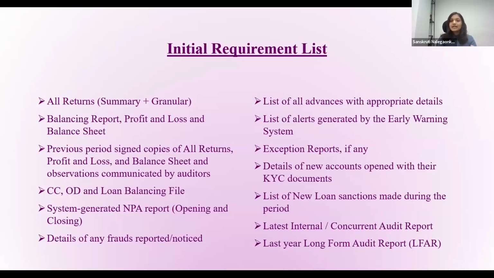Moving forward, checking previous period signed financial and auditor observations helps track unresolved discrepancies. At this stage, we need to analyze cash credit, overdraft, and loan balancing file to verify proper utilization and reconciliation. Now, examining the system-generated NPA report, including opening report and closing report, ensures correct loan classification.